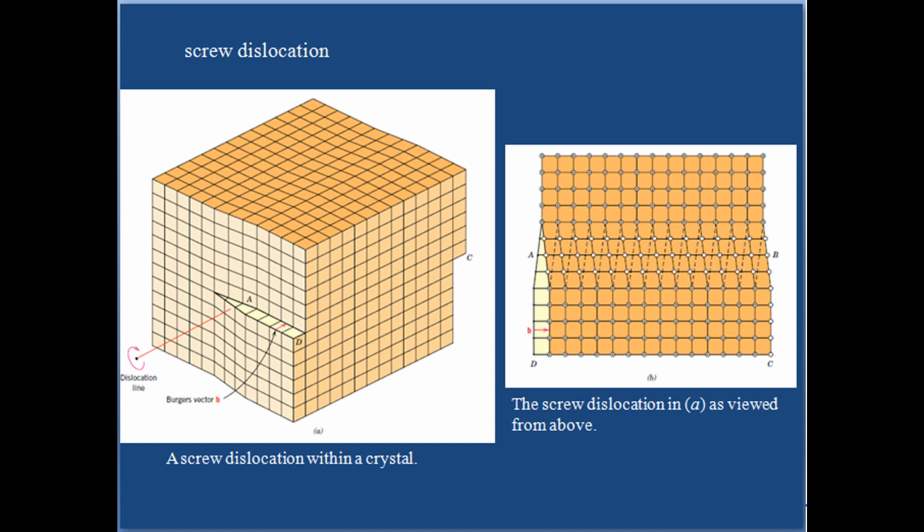Edge dislocation is represented by the symbol shown in figure depending on whether the incomplete plane starts from the top or from the bottom of the crystal. These two configurations are referred to as positive and negative edge dislocations respectively. This is all about the types of dislocations we have discussed here. One is edge and second is screw dislocation.